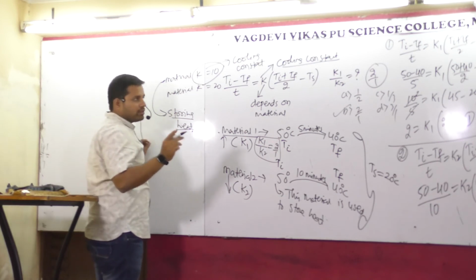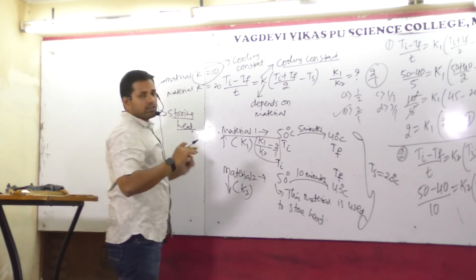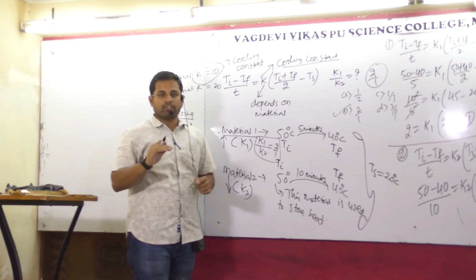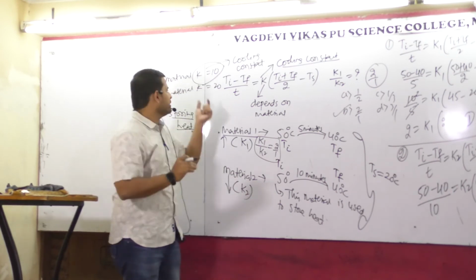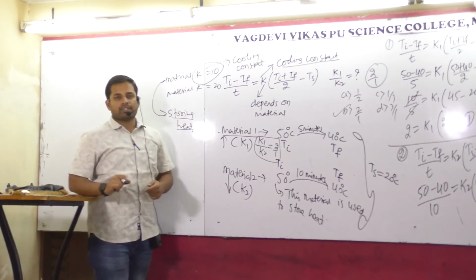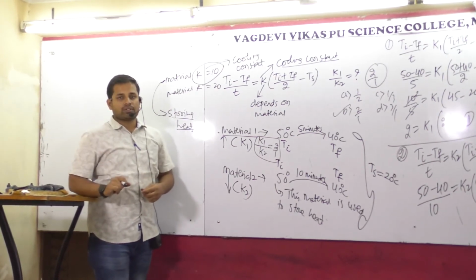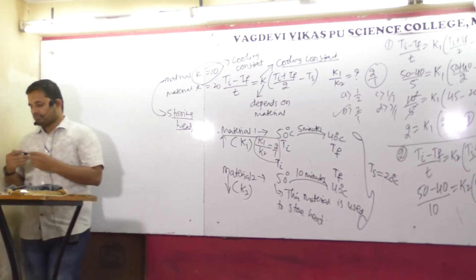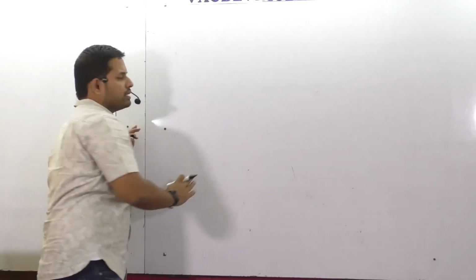Okay, got it, no? Its value is 10. Cooling constant is less means I should be using it for storing the heat. If the cooling constant is more, it will cool quickly. So that's why I should not be using that for storing heat. So you understood the basics of Newton's law of cooling.